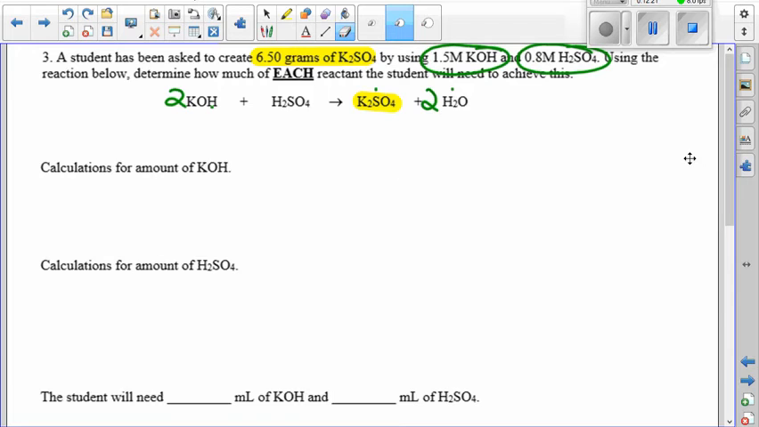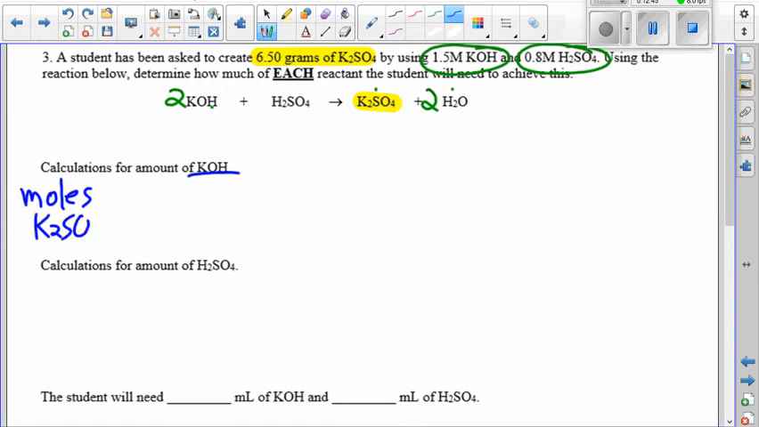All right. Now, if you were to forget to balance here, you would be way off in your calculations for how much you actually need to get of each solution. Now, these two calculations will start exactly the same like we did with our 10 sandwiches. Calculations for KOH. All right, so I'm going to get to KOH here. I will start with my moles of K2SO4, my goal, if you will. Moles of K2SO4.